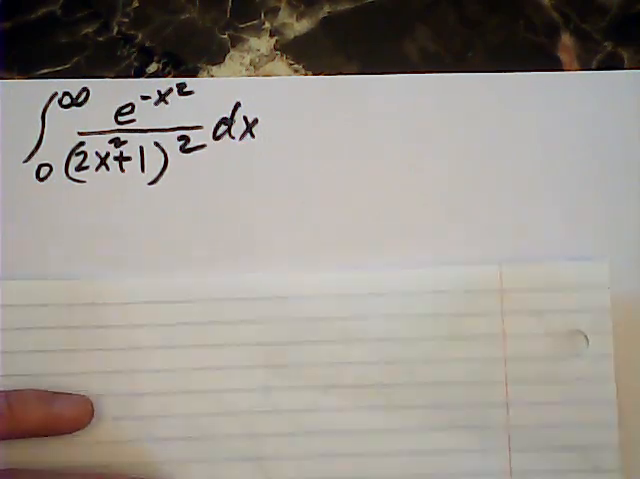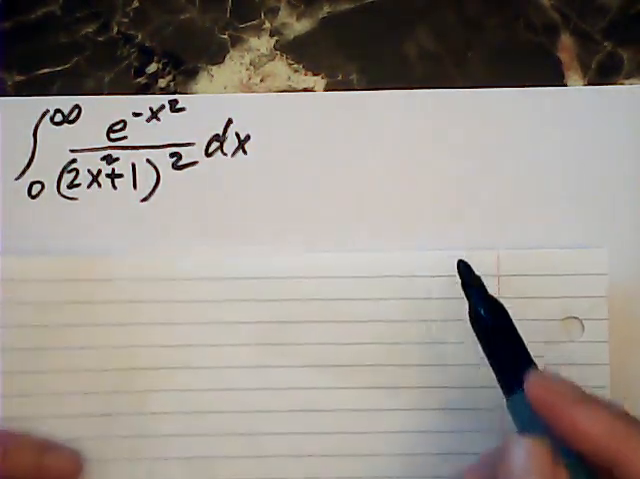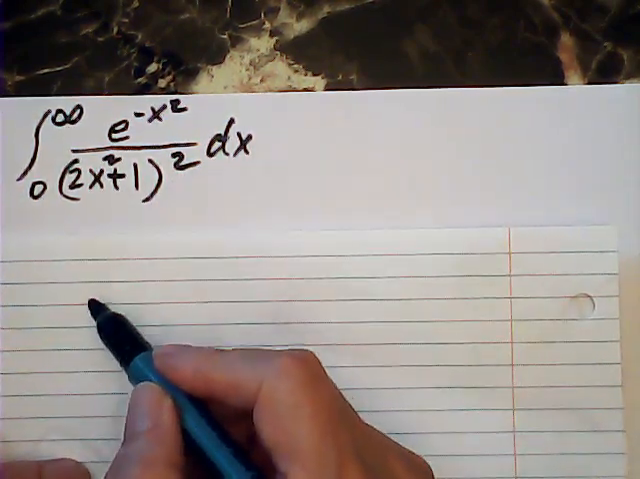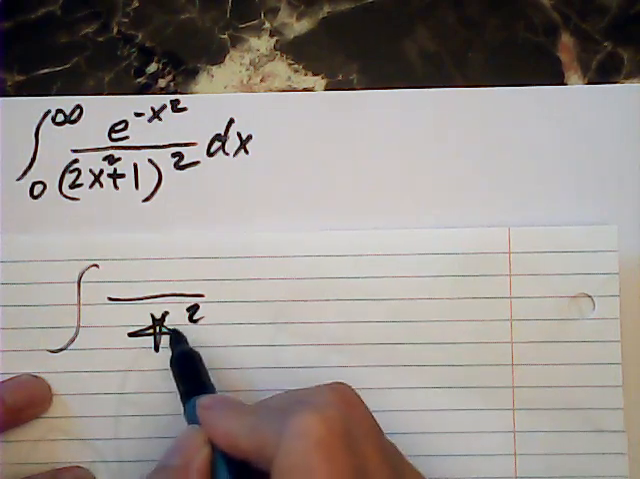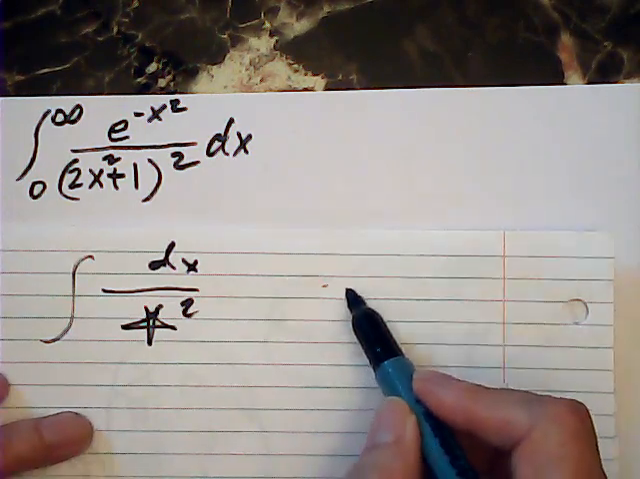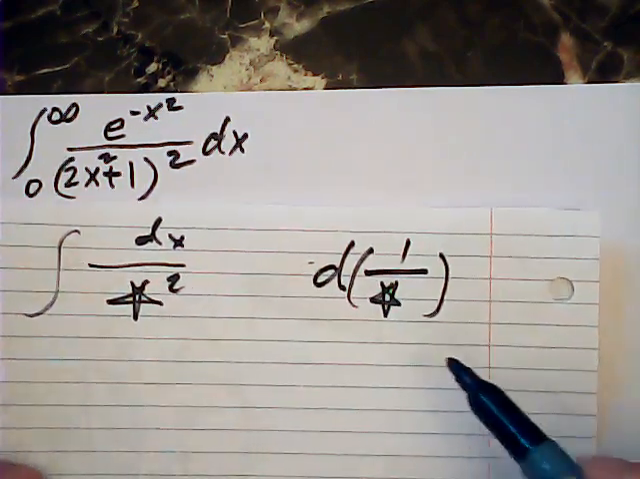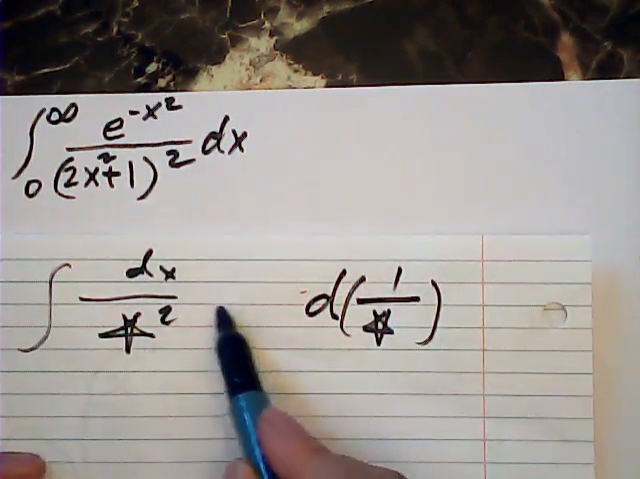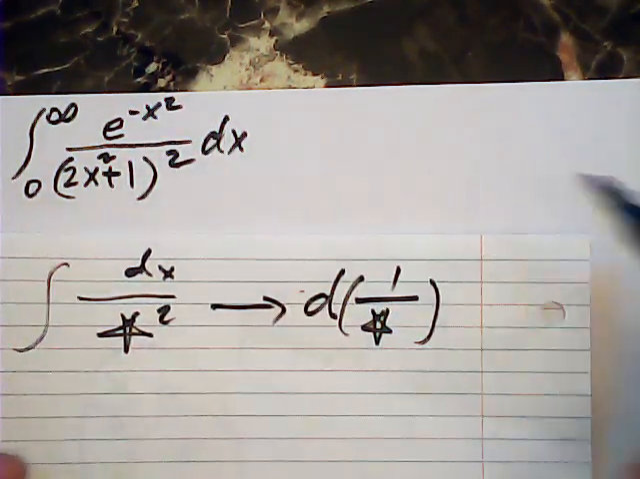This integral is not really easy, quite complicated. Now when I see something squared in the denominator, and this is dx, I'm thinking of this. So if I can change this one to that, then I can use integration by parts.